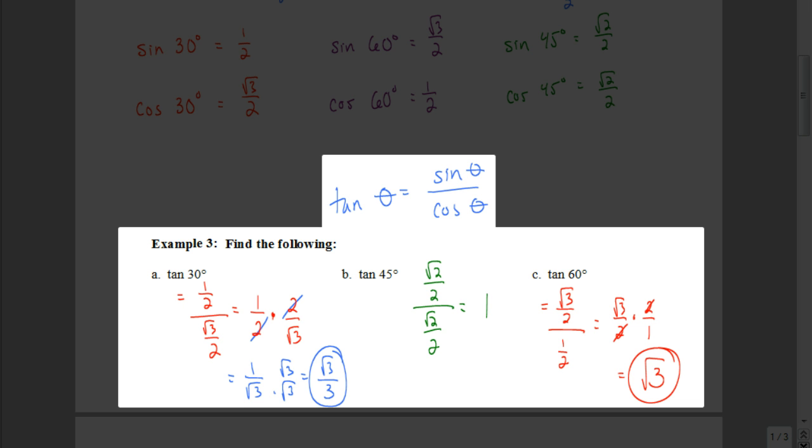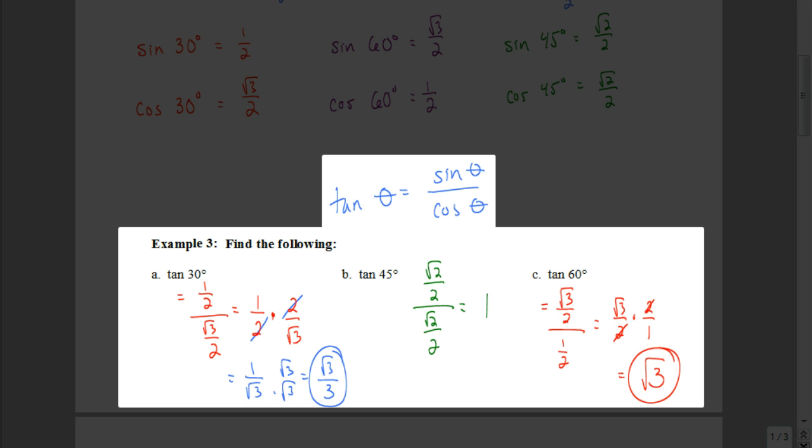Okay, you should have gotten square root of 3 as your answer. The way that you do that, remember the sine of 60 degrees is square root of 3 over 2. The cosine of 60 degrees is 1/2. When you divide those, remember we can't leave it as a fraction, so we take the reciprocal of the denominator. The reciprocal of 1/2 is 2 over 1. The 2's cancel out, leaving us with square root of 3 over 1, or just square root of 3.